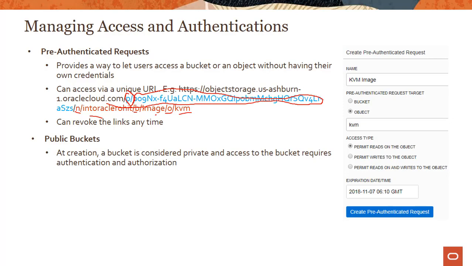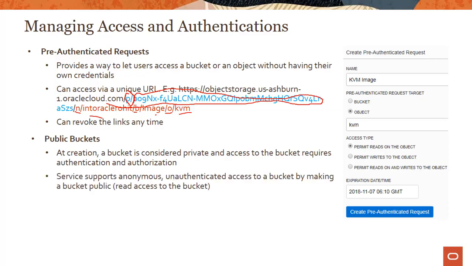Now we looked into this a little bit in the previous demo as well, on the concept of public buckets. When you create a bucket, at the time of creation it is considered private, and access to the bucket requires authentication and authorization. We created a bucket, we uploaded an object, and then we could not access the object, right? Because it said the bucket doesn't exist, or you're not authorized, you don't have access to the bucket. So that's the behavior when you create a bucket.